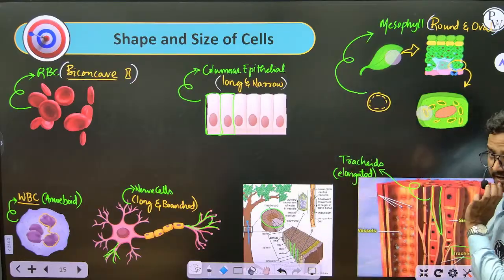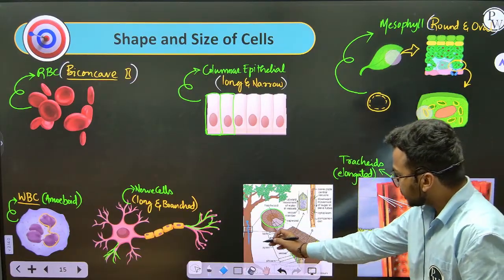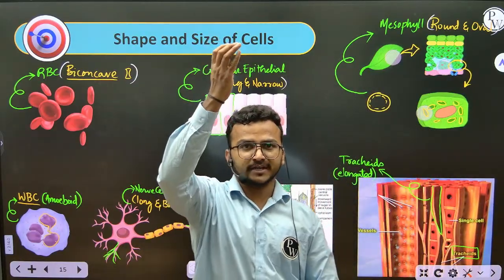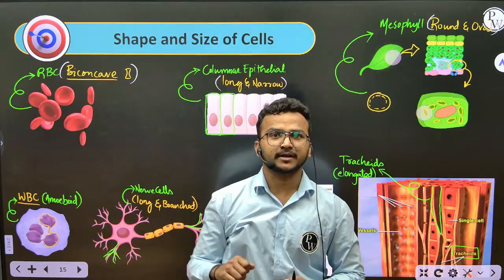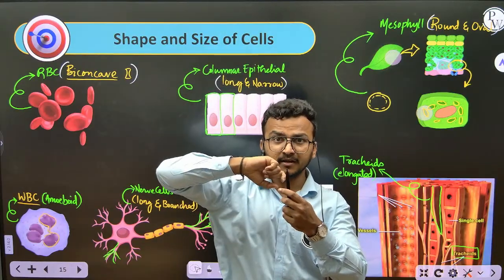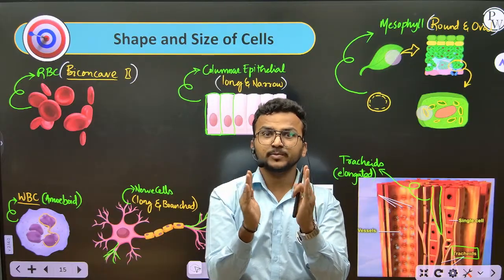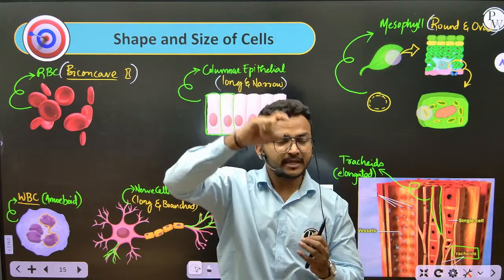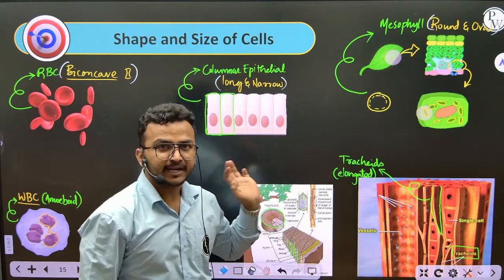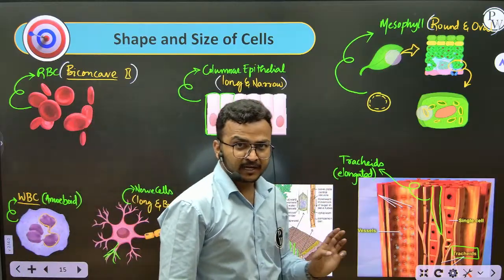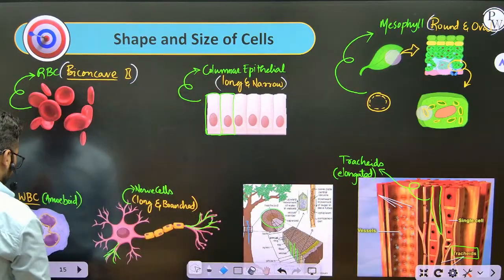Coming to the tracheids, you know that in xylem the function of tracheids is to supply, that is, to transport, the water. When it is transporting water, it has to be in the form of a pipe. So the shape will be elongated, like this. So the tracheids will have an elongated shape. So that is about the shape of the cell.